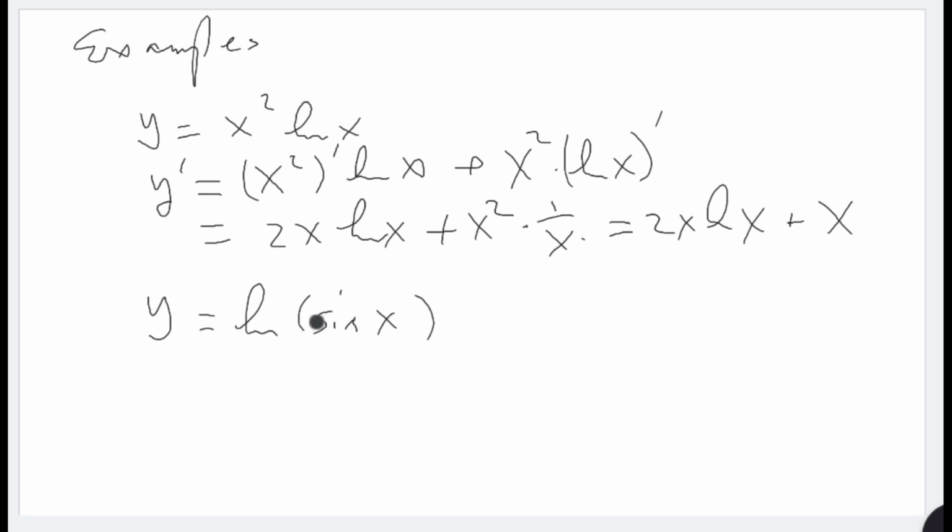Next, let's see the derivative of this function. Well, first of all, make sure you are not confused. This is a log structure. It is actually composite, like a sine inside log. Do not think this is a product. It's not a product. It's not.